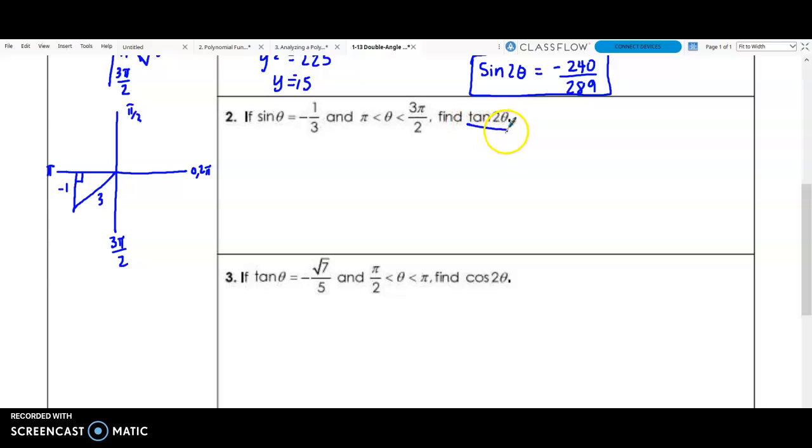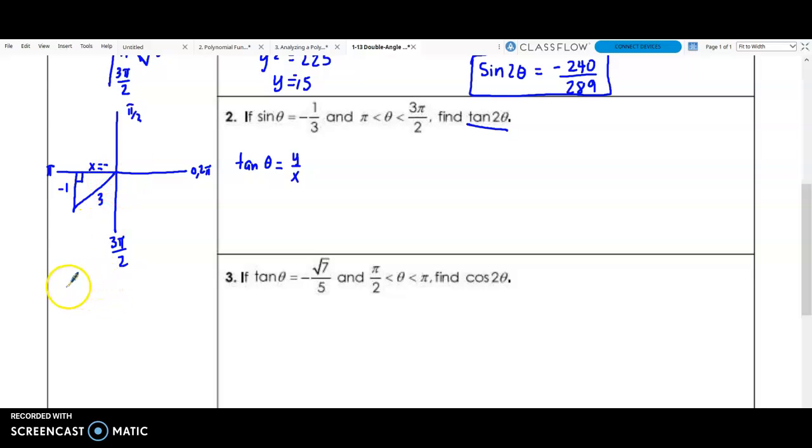And we're finding tangent. So tangent of theta is going to be equal to y over x. So we need both y and x. We need to solve for x here. And x is negative in this quadrant, in the third quadrant.